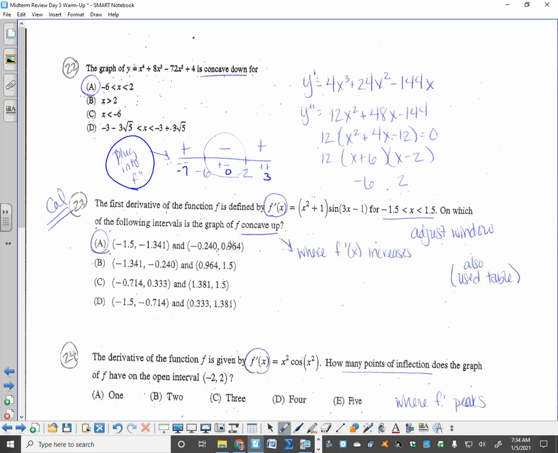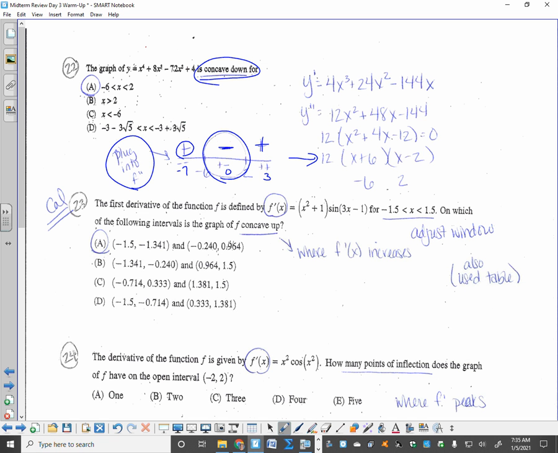Plug them into f double prime, so I'm going right here. And I'm getting a negative and negative, it's going to make him positive. Positive, negative, going to make him negative. Positive, positive, going to make him positive. And I want to know where we are concave down, and that is where the second derivative is negative. So that happens from -6 to 2.